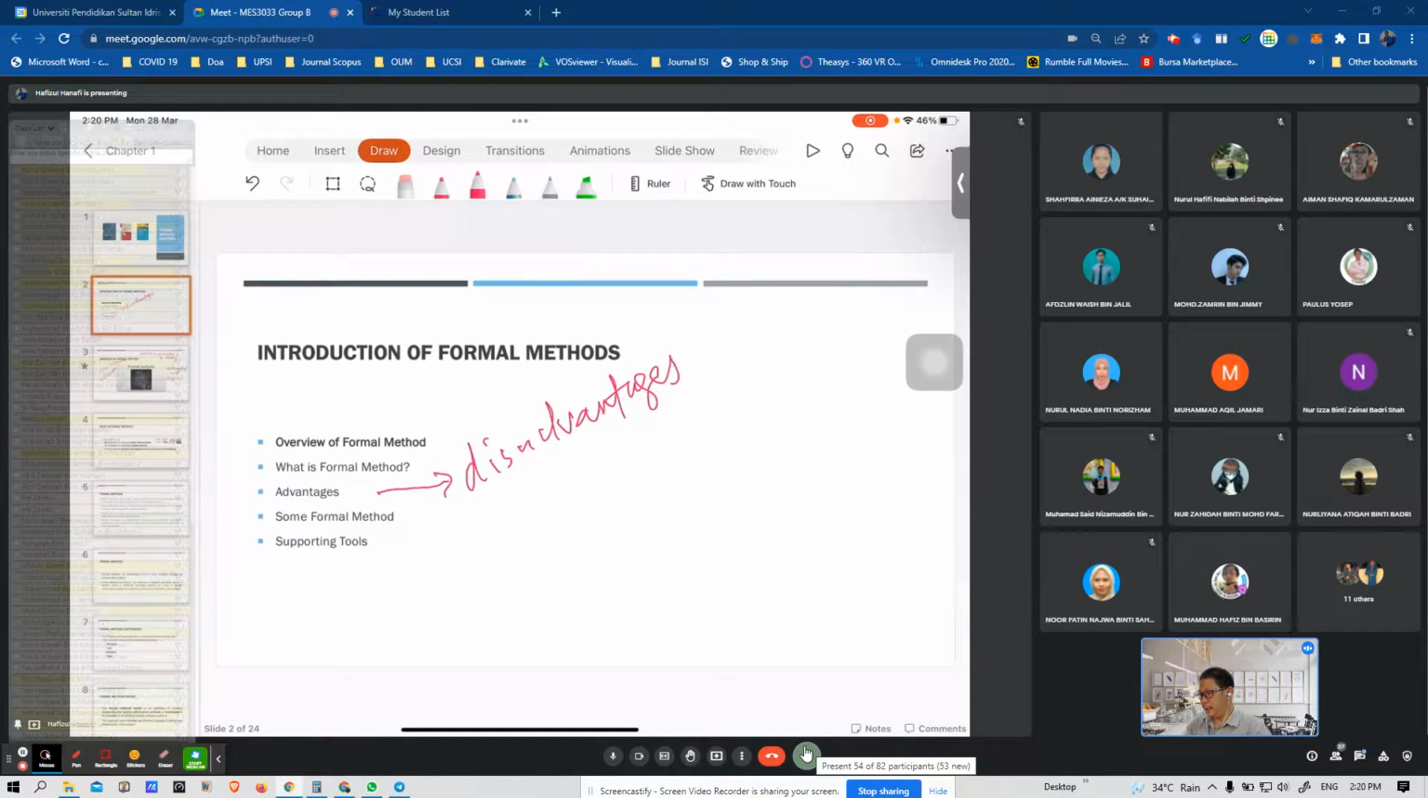Okay, and then why is formal method important? Because we use formal method especially for software development. And formal method is also very familiar in software system design, especially when we are using rigorous specified mathematical methods.